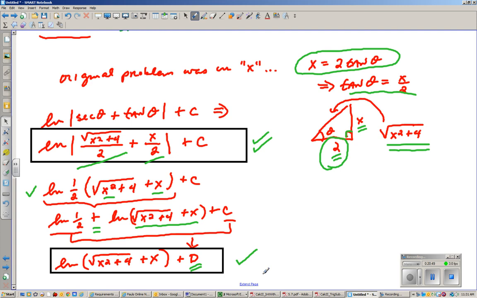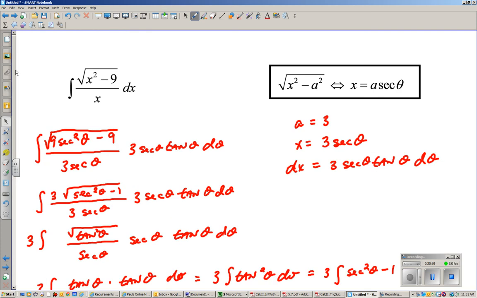One more example. I know it's 20 minutes. We'll try to move through this last one quickly. This is the third and final situation where you might run into the form difference between two squares, but the x squared comes first. So it relates to this form. So we'll take a look at it and we'll say, geez, a in this case is 3. Our x will be 3 times the secant. Taking the derivative, dx would have to be 3 sec tan d theta.